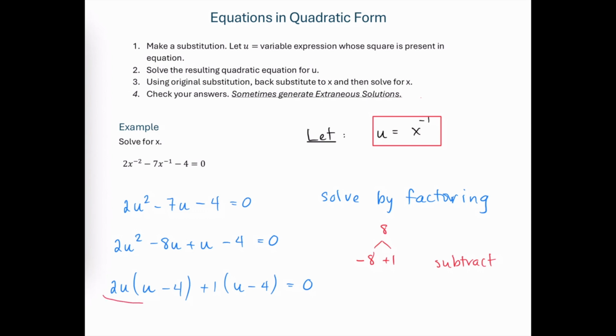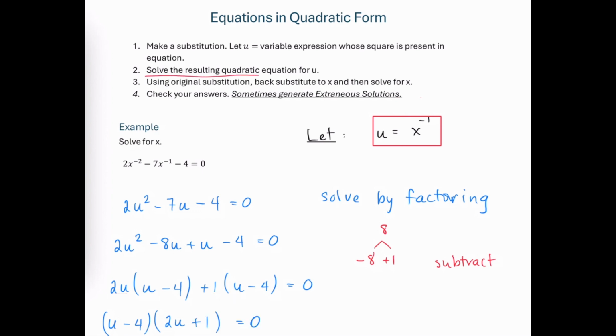Here we have a big term with a factor of u minus 4. And here we have another big term with a factor of u minus 4. So the u minus 4 common factor can be pulled out, and what remains from the first term is just going to be 2u, and what remains from the second term is this plus 1 placeholder.